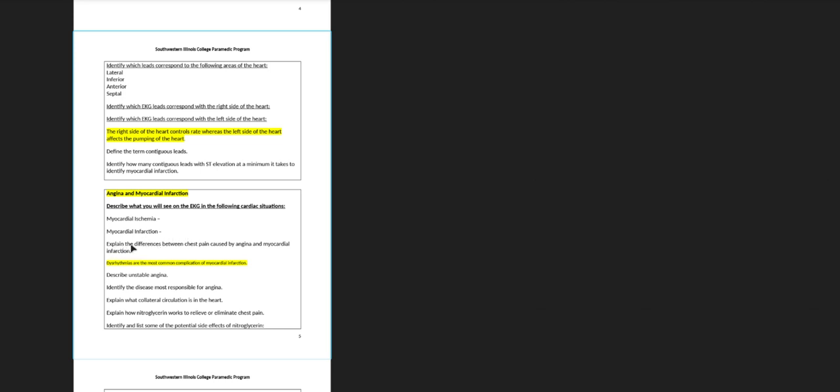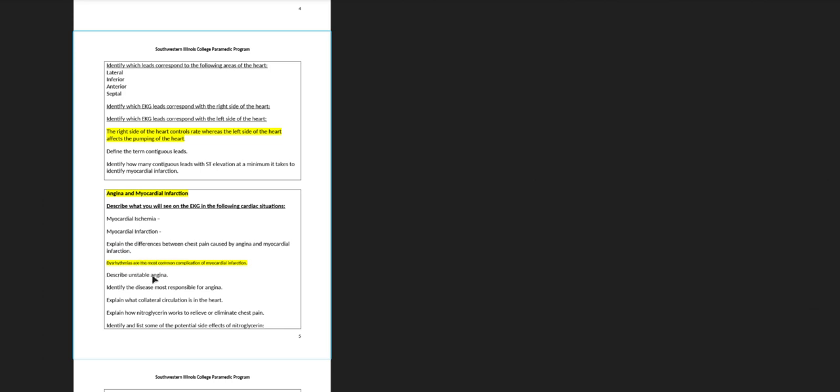So explain the differences between chest pain caused by angina and myocardial infarction. So with an MI, it's not going to get better with rest. And with angina, it's usually exertional or just kind of random and normal for the patient, and will get better with rest. Okay. Explain the difference. We just did that.